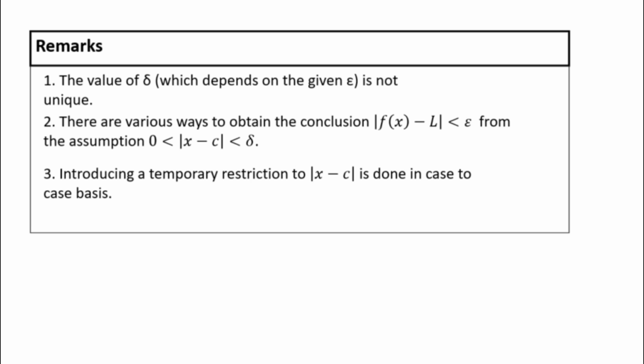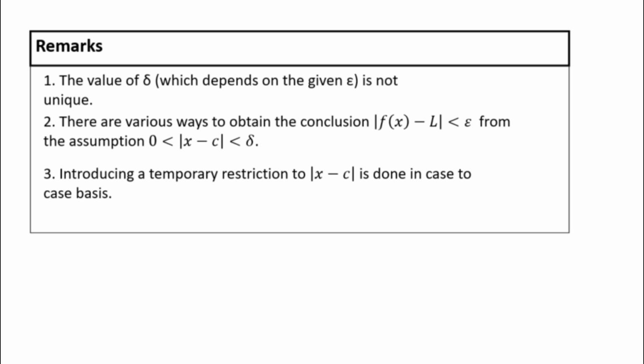Remarks. First, the value of delta, which depends on the given epsilon, is not unique. So different students may find different delta values for the same epsilon. Of course, epsilon is always epsilon. Once you have found a delta value that works, any number less than that also works.